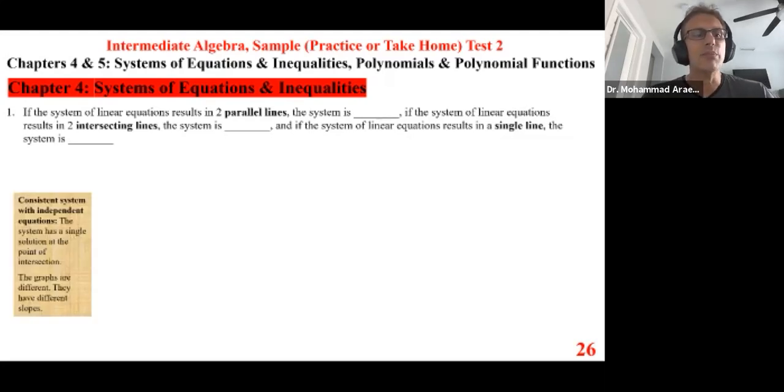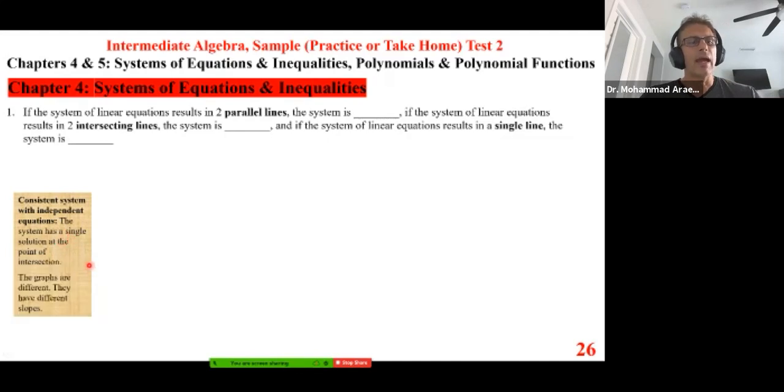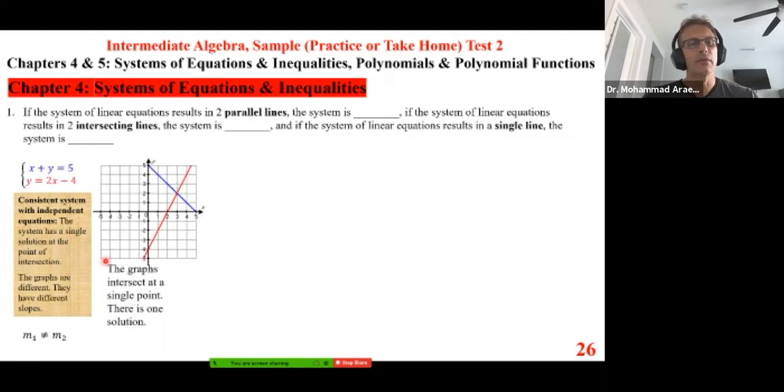Consistent system with independent equations. The system has a single solution at the point of intersection. The graphs are different, they have different slopes. Here's an example. Here's the graph, they have different slopes. Any two lines that are intersecting, okay? So for two intersecting lines, the answer is a consistent system with a unique solution.